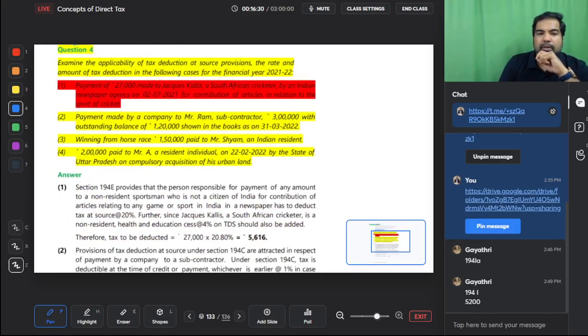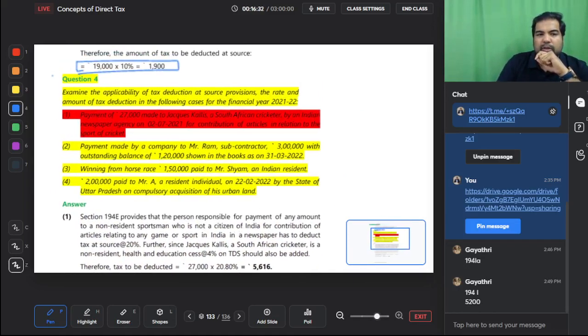Alright guys, next looking at the fourth question. In this fourth question guys, the first one is not there because they have specifically mentioned that you don't have TDS payments to non-residents. So the first one is a mistake, don't worry about it. Move on and do the second, third and fourth. Over to you all, 2 minutes for this before we start discussing.